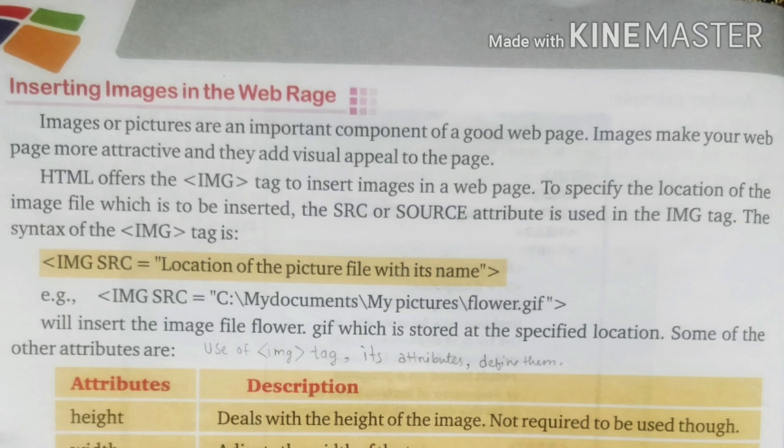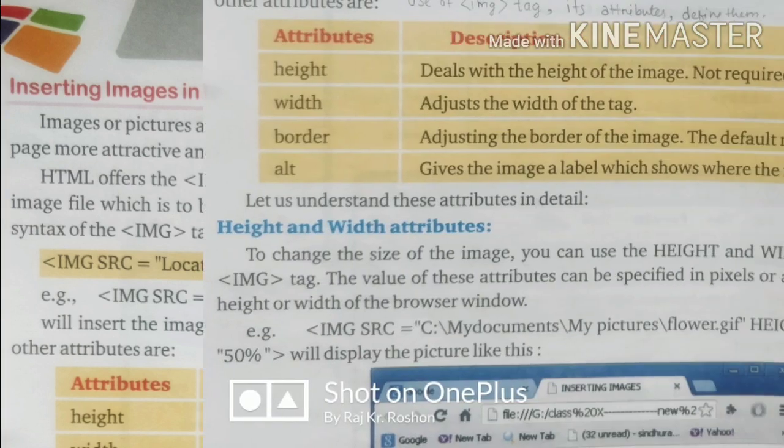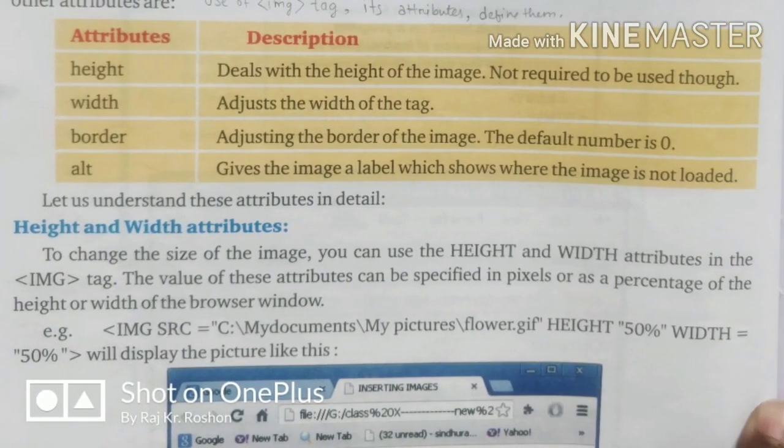The syntax of the image tag is, syntax means the code which you will be using for inserting an image. So here code is given, img src equal to, you have to write the location. An example is given, so you can just go through. When you use that example, you will be able to insert an image file of a flower. So here flower.gif. You have to write the file which is available in your computer. Whichever location it may be, you have to write that location in your code.